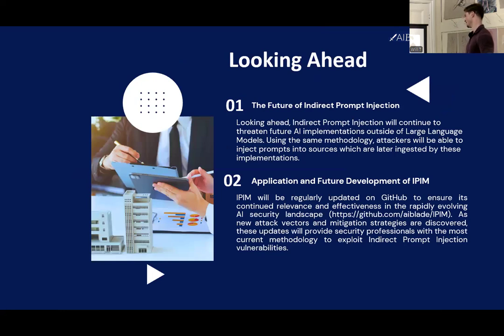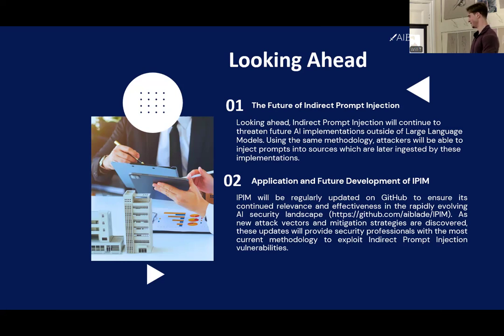So looking ahead, indirect prompt injection will continue to threaten future AI implementations outside of language models. This is all fun and games, the thing with the Google Calendar, but when this starts getting implemented into life support machines and critical infrastructure, and these models have access to surf the web or summarize recent notifications, then they are vulnerable to indirect prompt injection, and the impact of this could be absolutely devastating. So it's really important right now to just look at this attack in more detail.